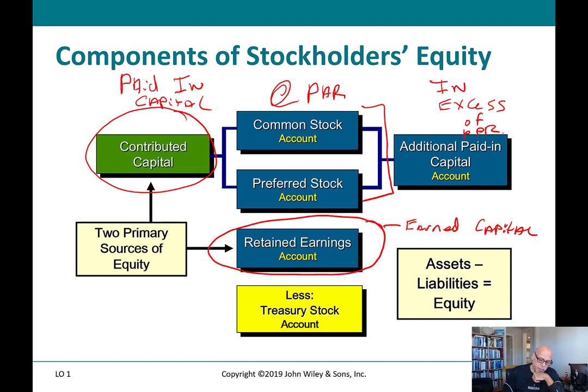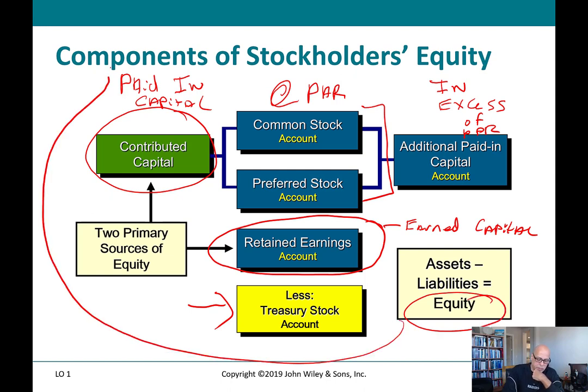And then as part of our equation for our stockholders' equity, if we reacquire shares, that's called treasury stock. That is taken off of the stockholders' equity as a subtract. It's a contra to my stockholders' equity as I reacquire those shares. And we're going to talk about the accounting for all of this. So assets minus liabilities equal equity. Here's really a good chunk of our equity that we talk about in this class.